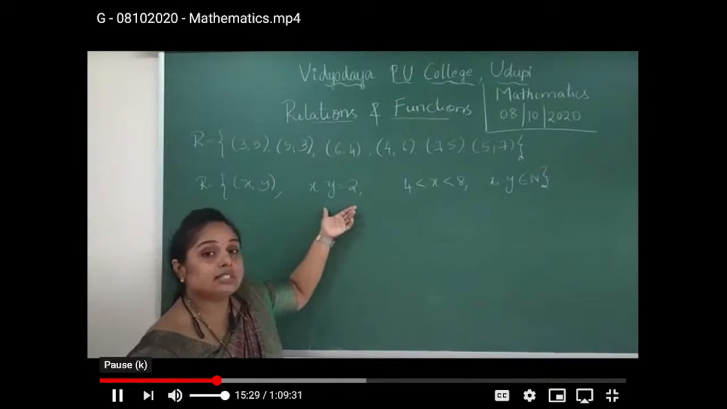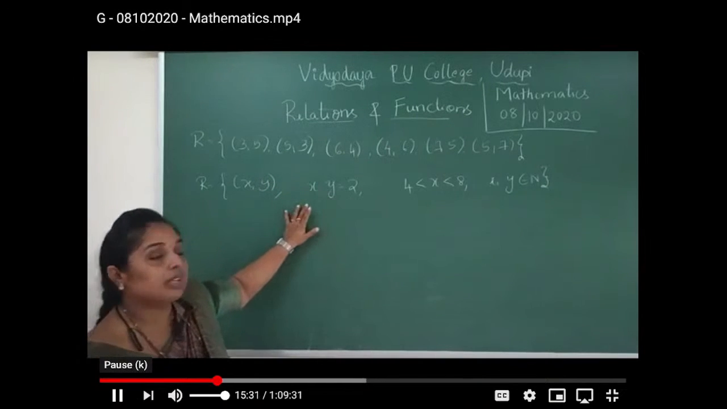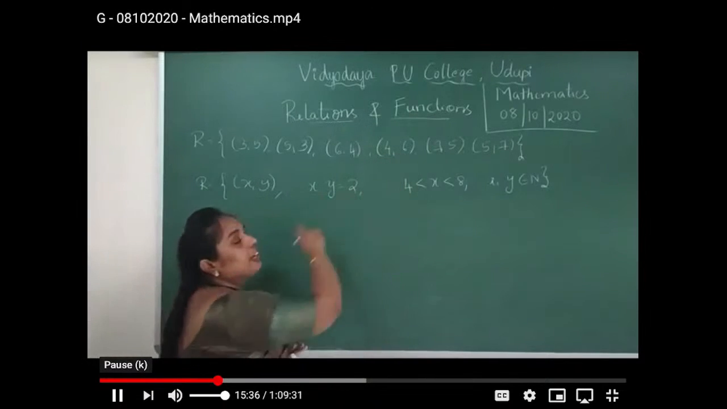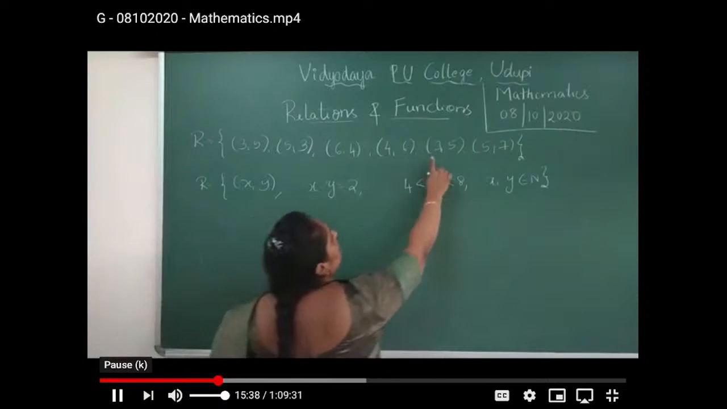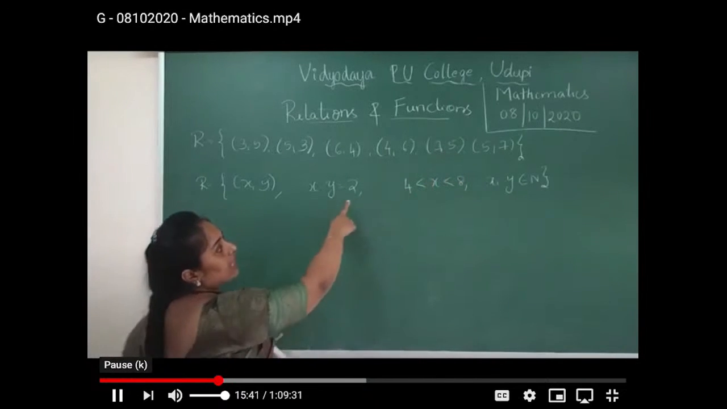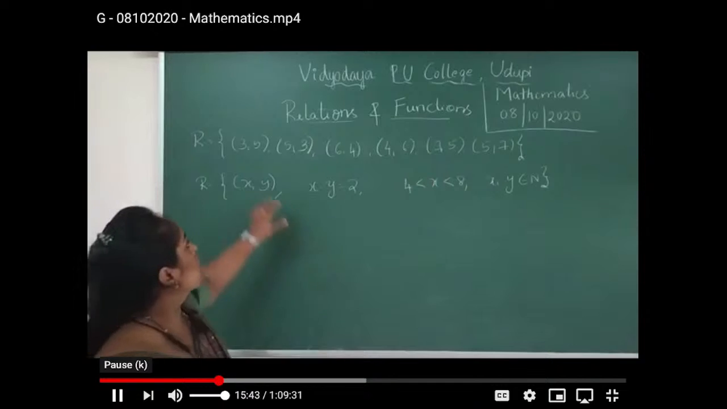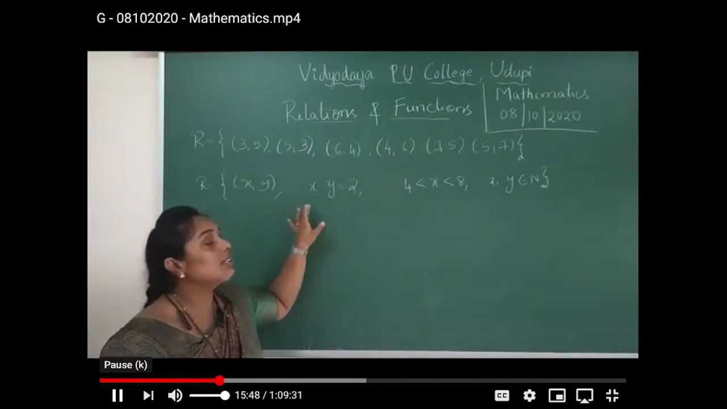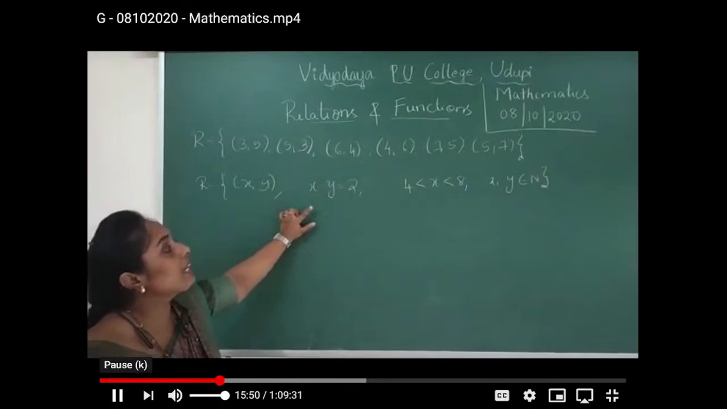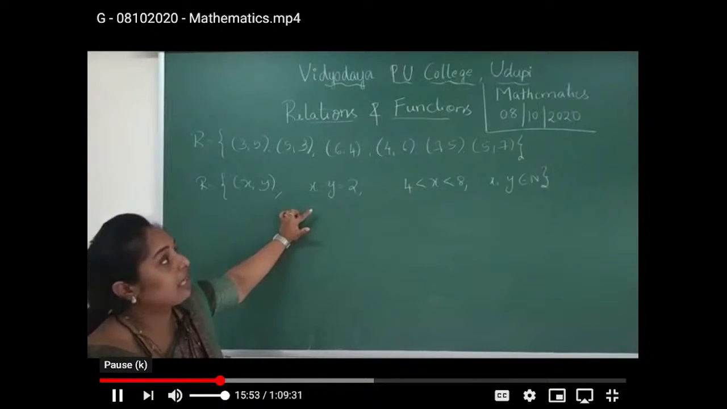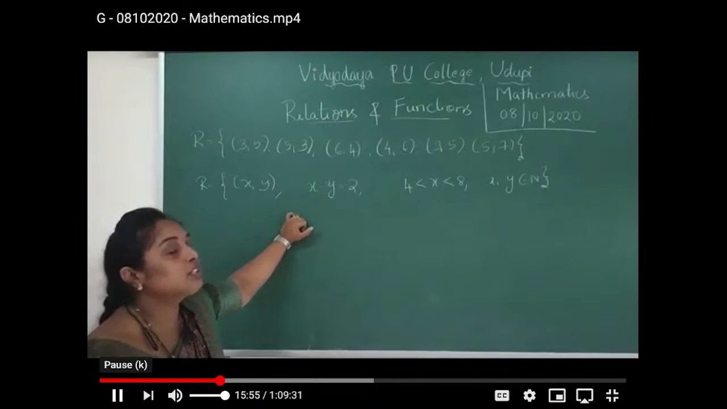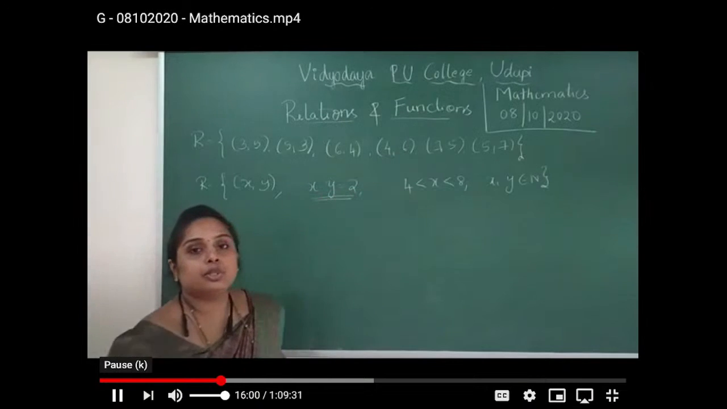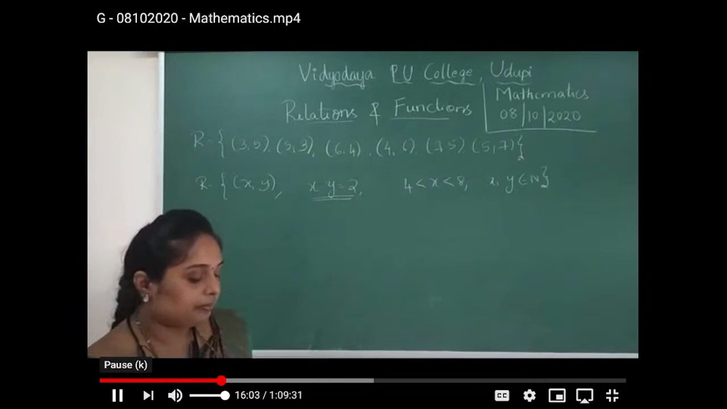5 minus 3, yes, that is satisfying, 2. 6 minus 4 is also 2. But 4 minus 6 will give you minus 2. 7 minus 5 will give you 2, but 5 minus 7 will give you minus 2. So 3, 5, 4, 6, 5, 7 is not satisfying this option because x minus y is plus 2. Sometimes I am getting plus 2, sometimes minus 2. So the first option is not correct.